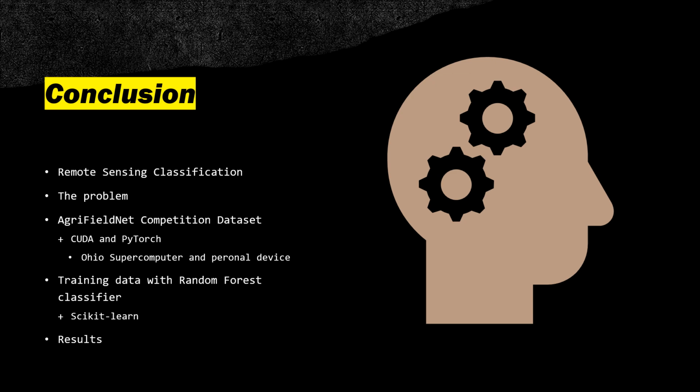And in conclusion, we went over remote sensing classification, the problem and the solution. We went over AgriFieldNet competition data sets using CUDA and PyTorch. Also, it was used on the Ohio Supercomputer and also on my own personal device. We went over training the data with random forest classifier and using scikit-learn, and went over the results.